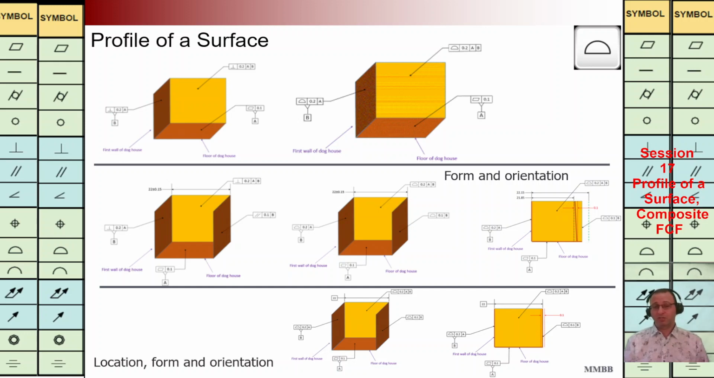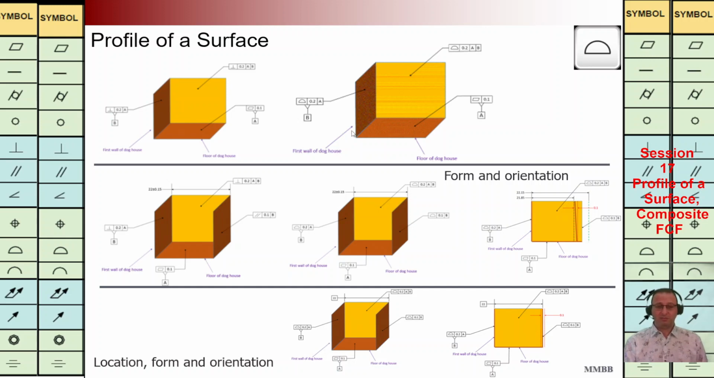Somehow we are going to check the orientation of that. It is exactly the same as perpendicularity because they are perpendicular at the beginning. And by changing this perpendicularity to profile of a surface, we are going to satisfy the same condition.